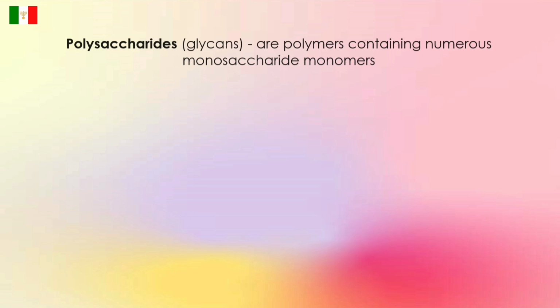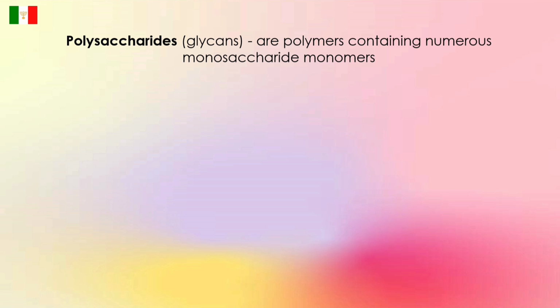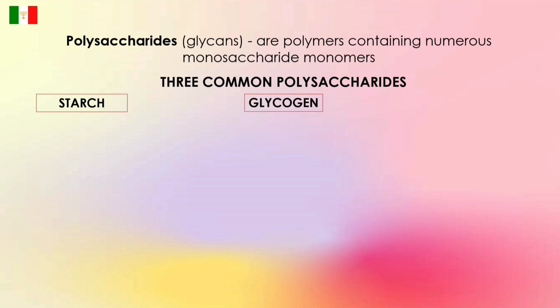Next is polysaccharides. Polysaccharides are also called glycans. These are complex carbohydrates. Polysaccharides are polymers containing numerous monosaccharide monomers. It means that polysaccharides are large molecules that are made up of many smaller units that are joined together. There are three common polysaccharides. We have starch, glycogen, and cellulose.